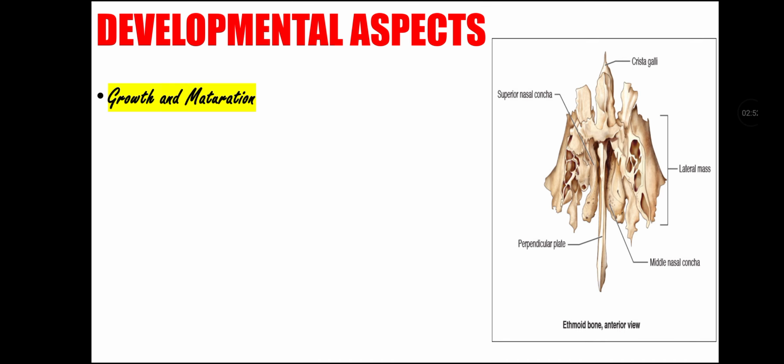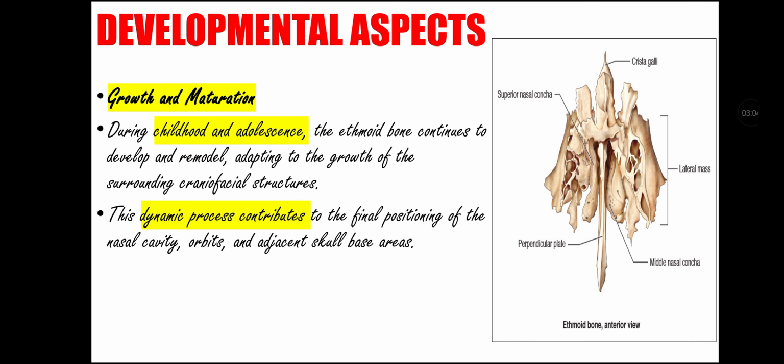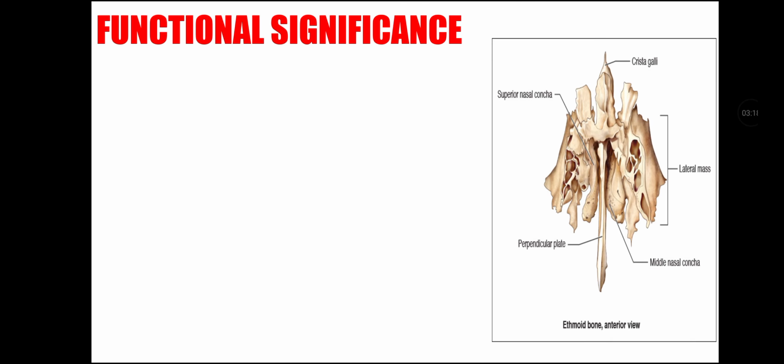Further talking about developmental aspects of ethmoid bone, we will talk about growth and maturation of the ethmoid bone. During childhood and adolescence, the ethmoid bone continues to develop and remodel, adapting to the growth of surrounding orofacial structures. This dynamic process contributes to the final positioning of the nasal cavity, orbits, and adjacent skull base area. As the bone matures, the air cells within the ethmoidal labyrinth enlarge and contribute to the functionality of paranasal sinus system.